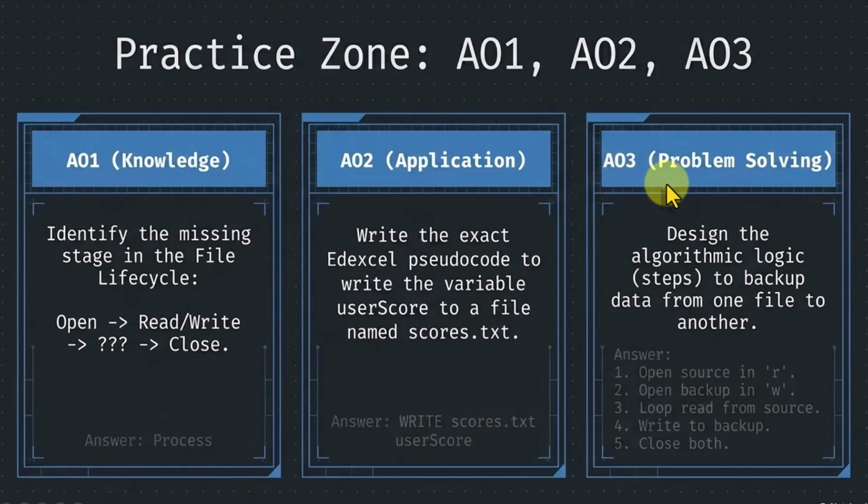And third question, design the algorithmic logic steps to backup data from one file to another. So you have got two files. From one of them, you will need to store data inside the other one. Okay, think about this. Answer is: open source in R, open backup in W. Loop, read from source and write to backup, okay, every time, and close both of them. So that is a very simple one, but yeah, you can make it very detailed. Here we had lack of space, so yeah, I wrote something like that.